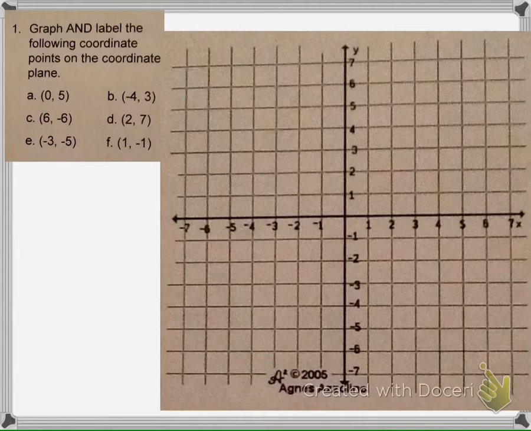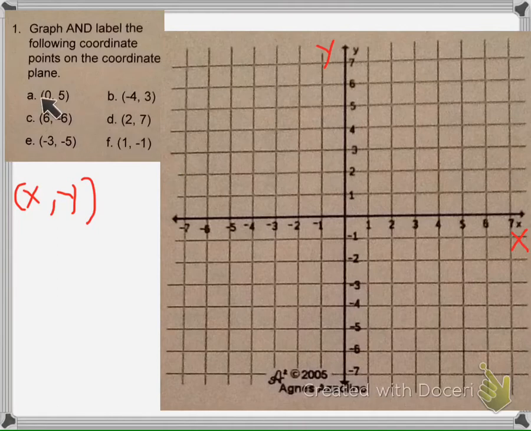On a coordinate point, which is what I gave you, these are coordinate points, 0, 5, -4, 3. Those are always set up as x, y. So the first number is x, next number is y. Now on our graph, we always have x and y. So that means the first number is going left and right. It's our run, left or right. And the second number, you're going up or down.